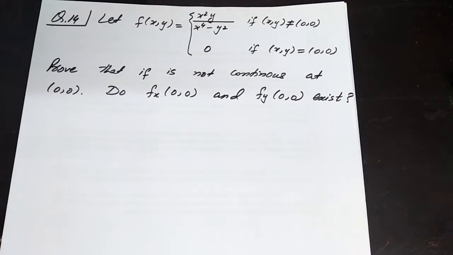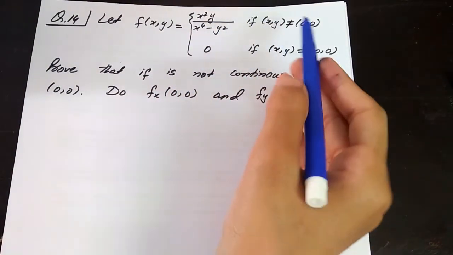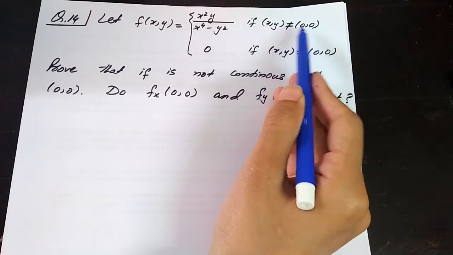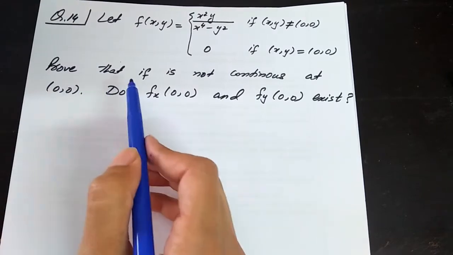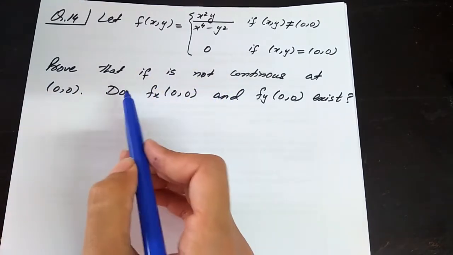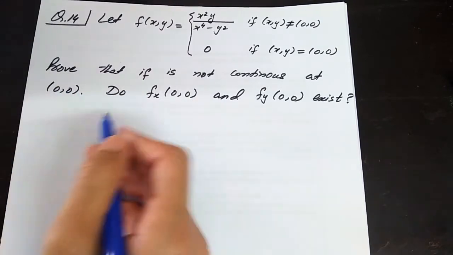Now move on to question number 14. In question number 14, the function is f of x, y equals x square y over x to the power 4 plus y square for x, y not equal to 0, 0, and 0 for x, y equals 0, 0. We have to first prove that it is not continuous, and then we have to evaluate the partial derivatives with respect to x and with respect to y.